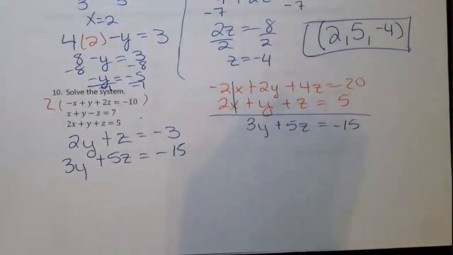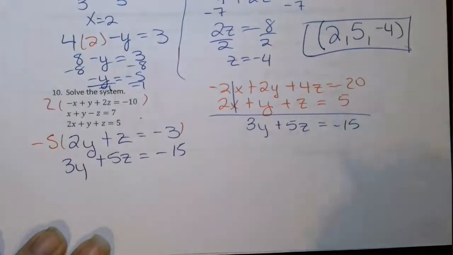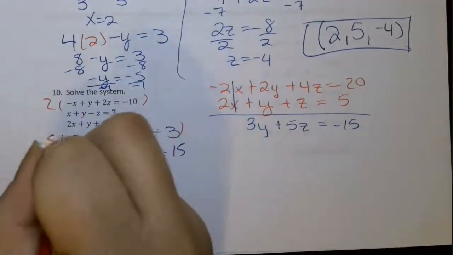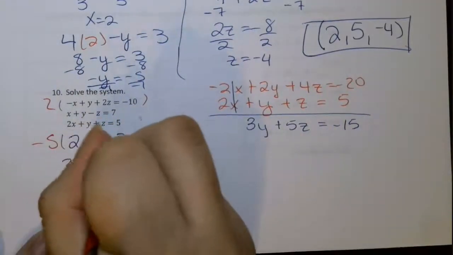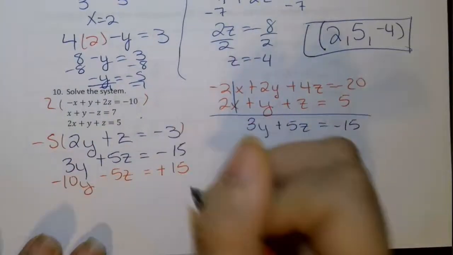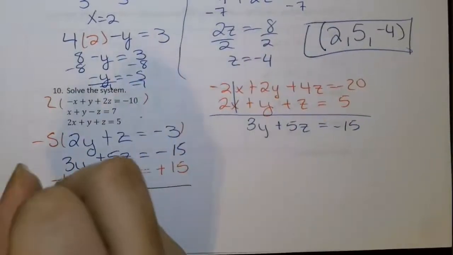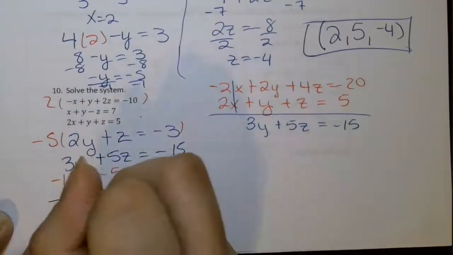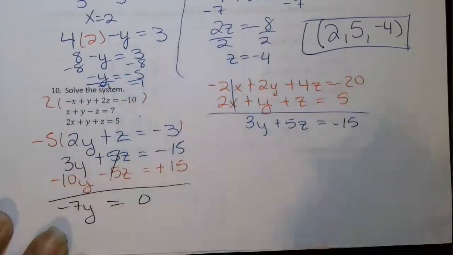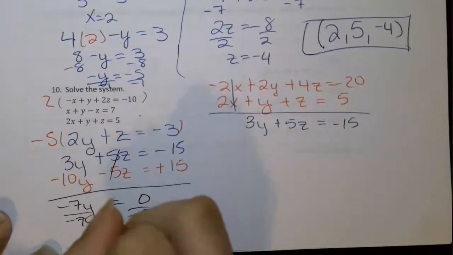I want to cancel out another variable. The variable I am going to look at is z because that has a coefficient of 1. So I'm going to multiply the top equation by negative 5. It's going to give me negative 10y minus 5z equals positive 15. So when I go to add those 2 equations, I have negative 7y, the z's cancel out, equals 0. Divide by negative 7, and I get y equals 0.